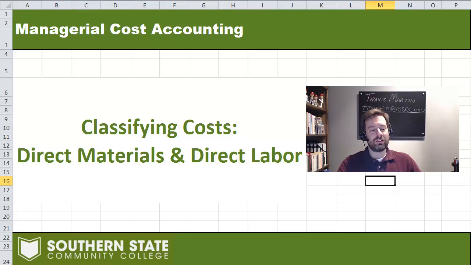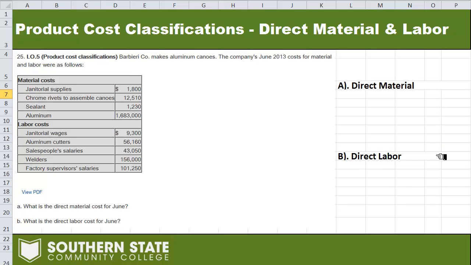So let's jump right into it here. The problem says we have a company that makes aluminum canoes. The company's June 2013 cost for material and labor are shown below. All we have to do is calculate the direct material cost for June and the direct labor for June. So it's really nothing more than just picking out what is and what isn't direct labor and direct materials. As we go through, I'm just going to go through one by one, and we're going to decide whether or not it's a direct material and direct labor. If it is, we're going to go ahead and add them to our pot here.